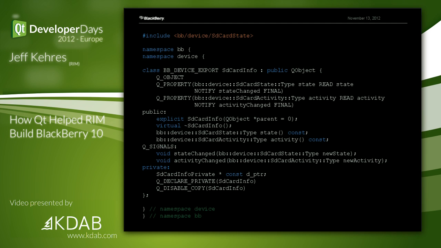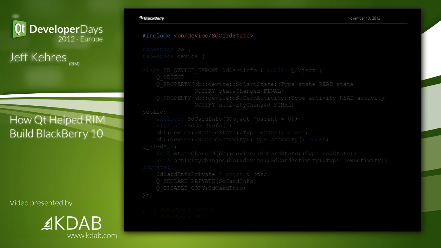So here's an example. This is the SD card info class from the bbdevice library. Let's just quickly take a look at it and reassure you that yes, it looks like your regular old Qt API. First of all, we've got an include. Again, we're following that pattern where SD card state is in the bbdevice namespace, so it's bb/device/class name. Again, we're using namespaces, so everything is wrapped outermost in bb, and then the innermost one will be whatever particular module it is.